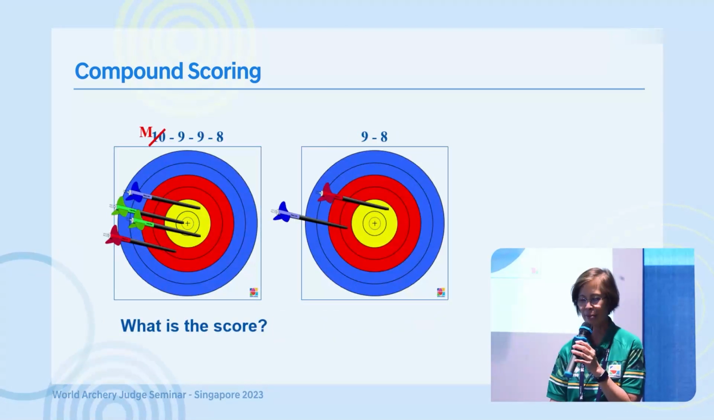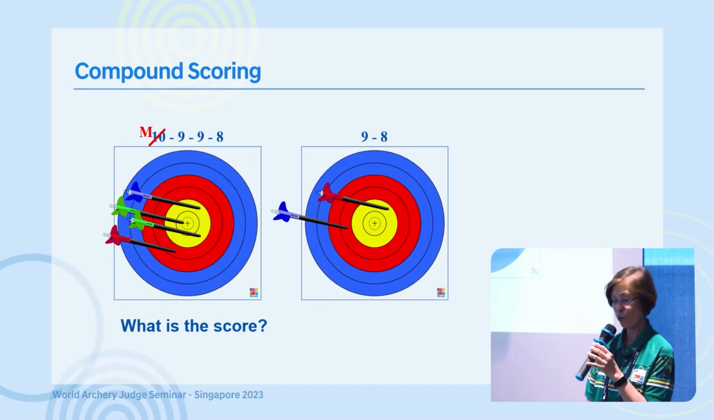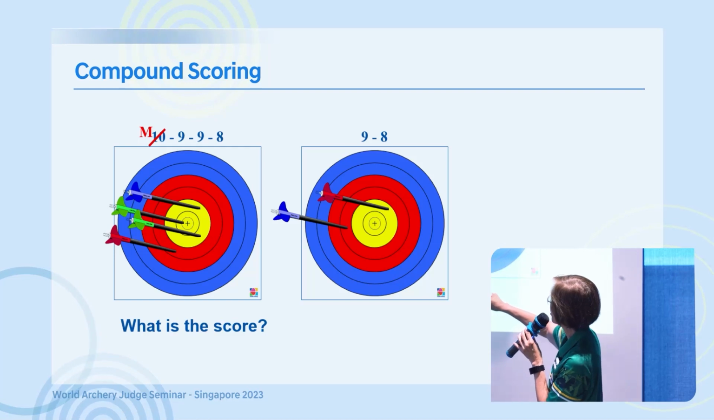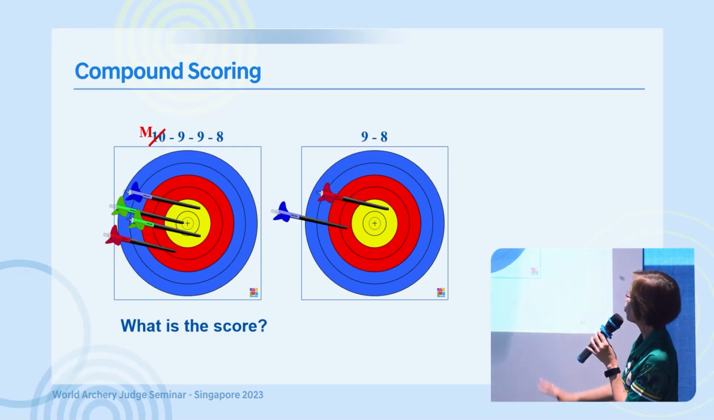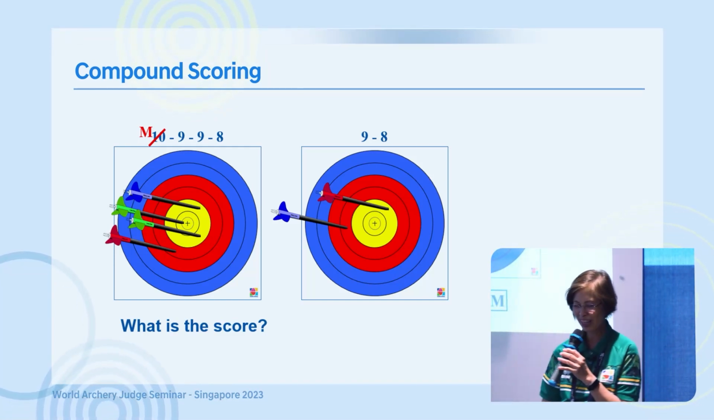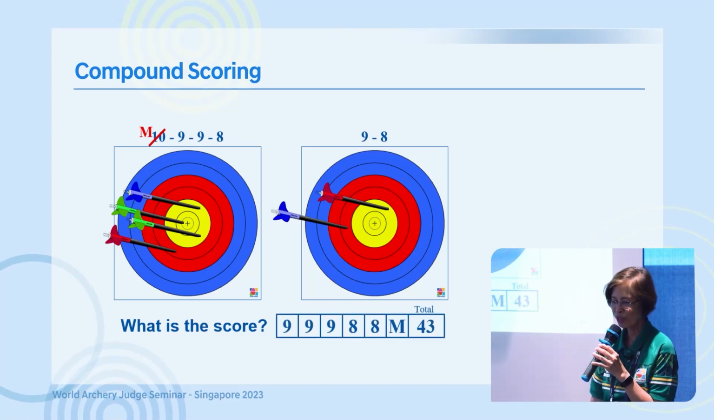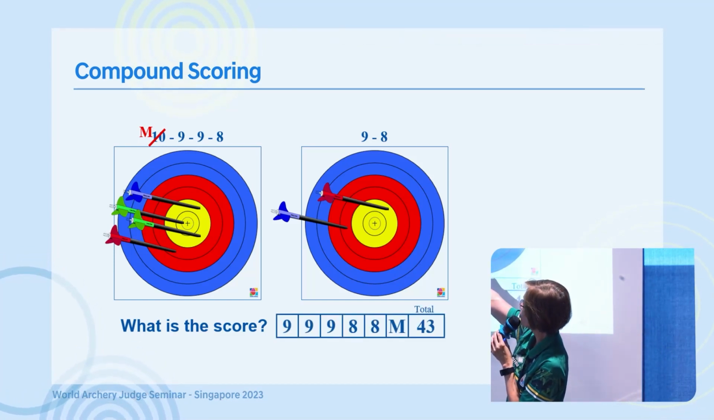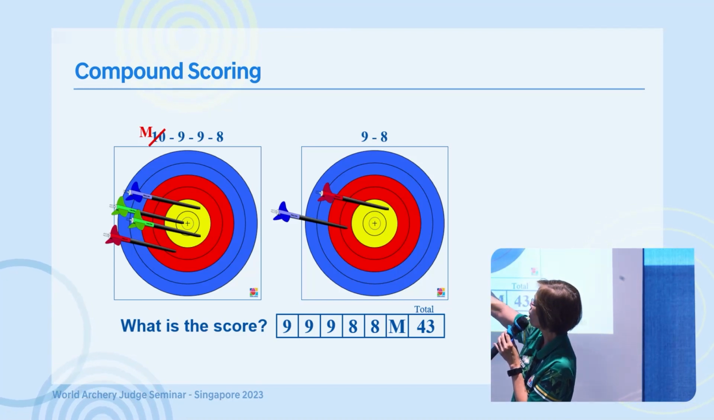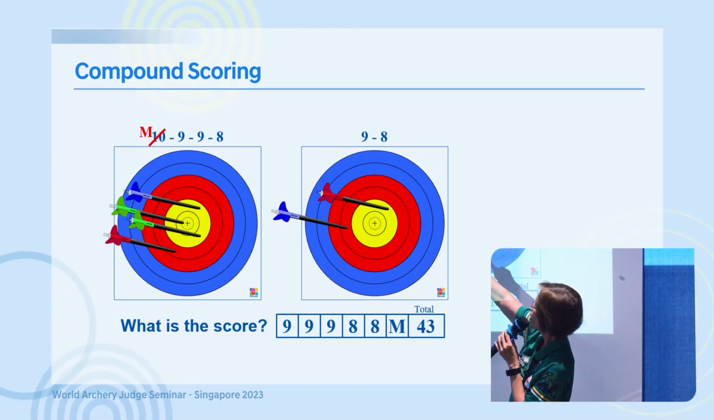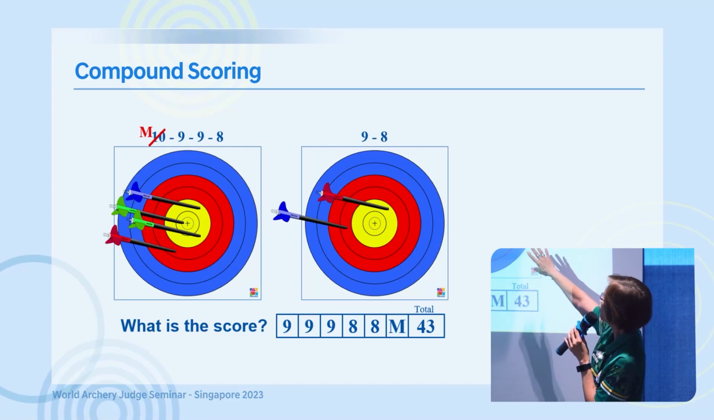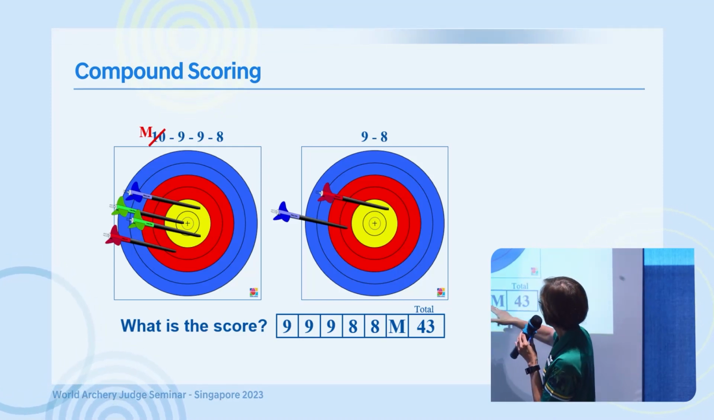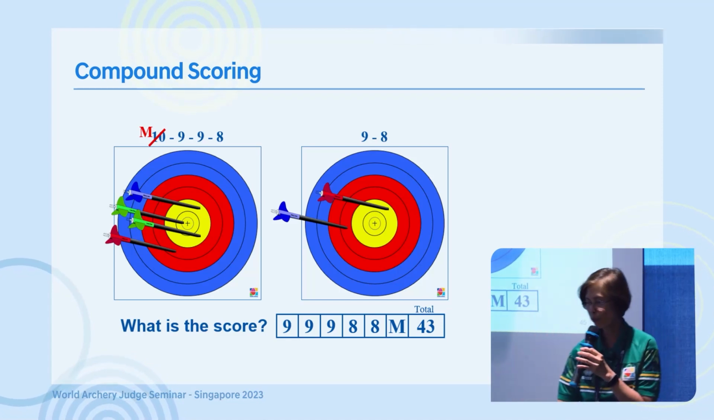Now the next example. Okay, you have 4 arrows in one face and 2 here. What is the score? Okay. So there's the score. So you remove the highest scoring arrow on that target face with 4 arrows. So you have there 9, 9, 8, M. And here you have 9, 8. So 9, 9, 9, 8, 8, M. And the total is 43.